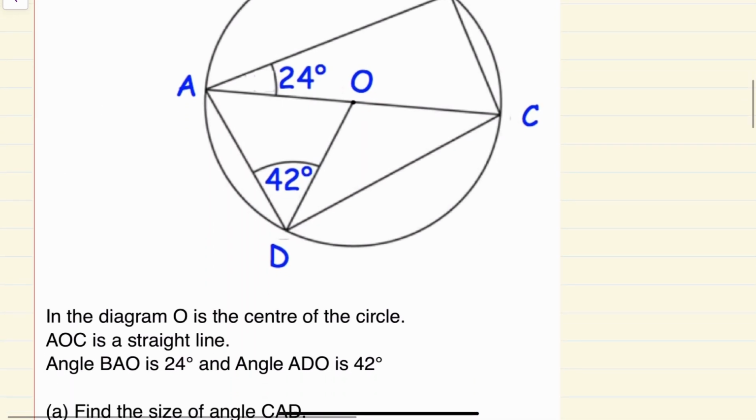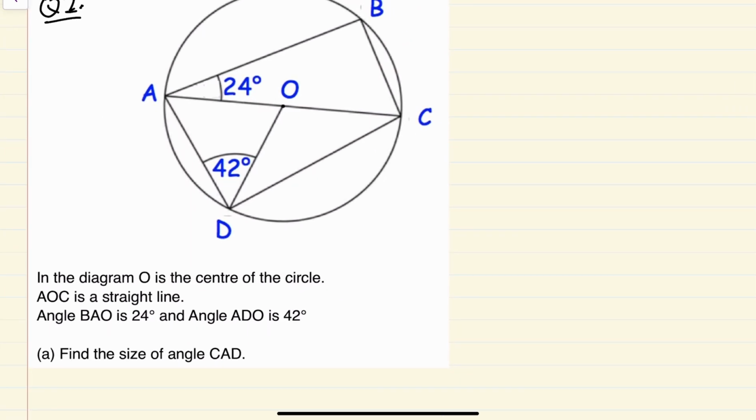Okay, this next one. It says here in the diagram, O is the center of a circle. AOC is a straight line. BAO is 24 degrees, and the angle ADO is 42. Find the size of the angle CAD. So CAD, first of all, CAD is this angle in here. Sorry, that's not right at all. CAD is going to be this small angle in here.